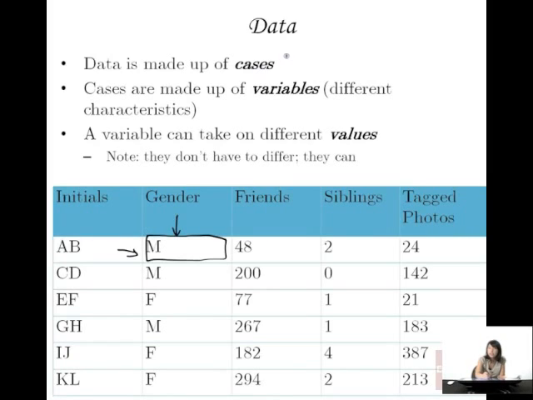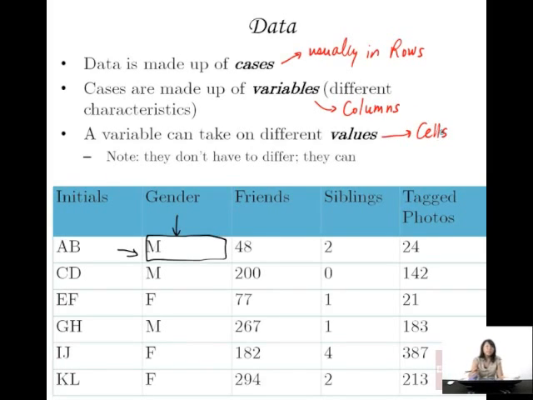So next to cases, variables, and values, as a small note about where they might be in space, you might say cases are usually in rows. Variables are usually in columns. And values are usually in cells. Now, this doesn't always have to be the case, but usually by convention, many data sets are organized like this.